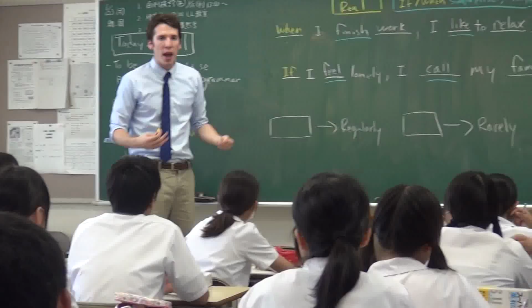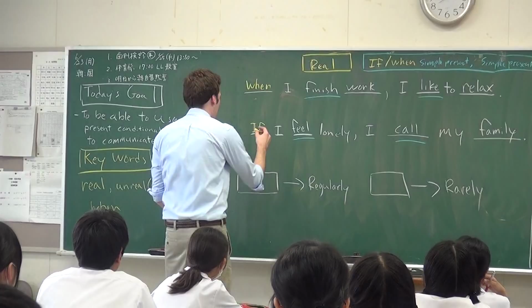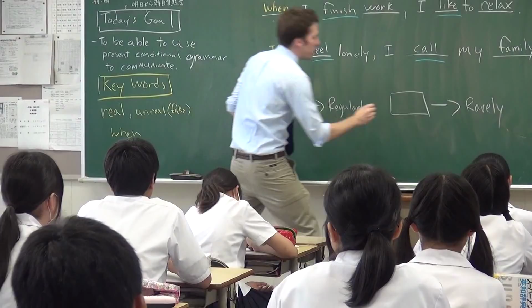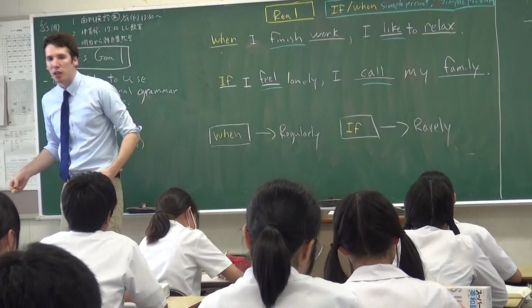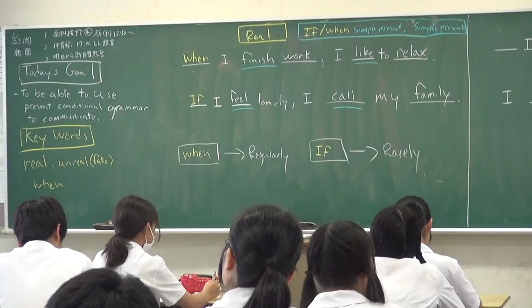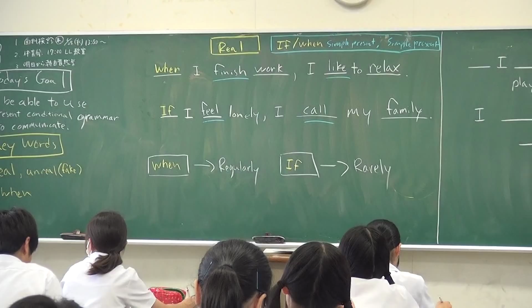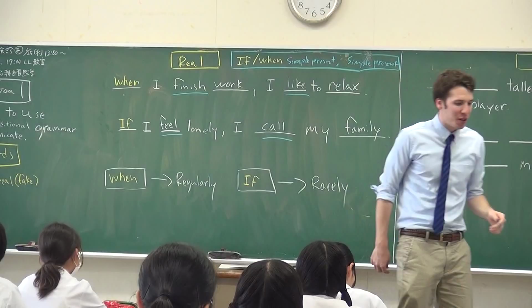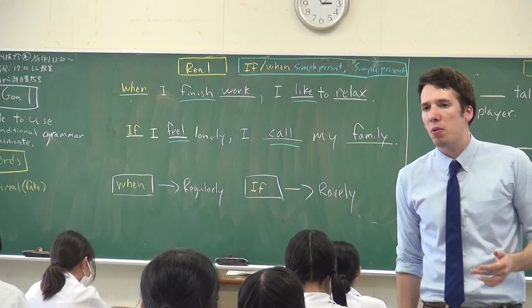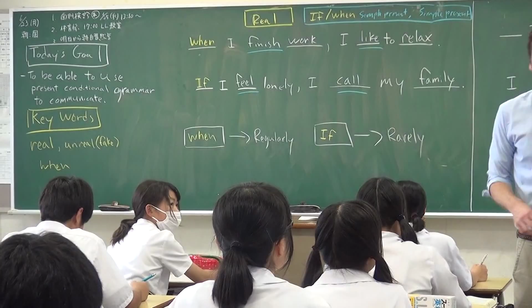So there's a little bit of a difference though between when and if. We use when for something we do regularly, like when I am hungry, I eat food. And then if is for things that are rare, because you're not lonely all the time, right? So if I am lonely, I call my family. So when is for regular things, and if is for something that is rare. Do you understand regular and rare?